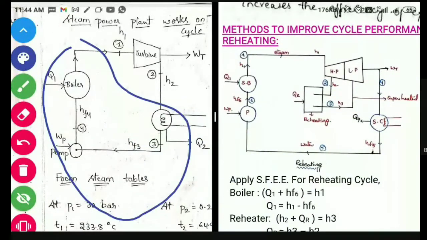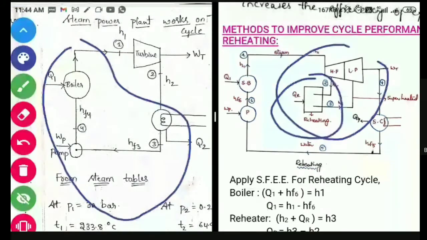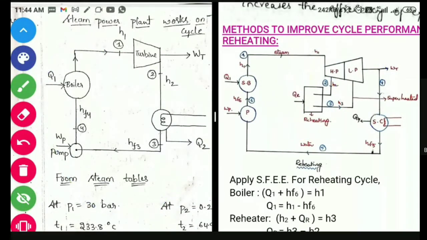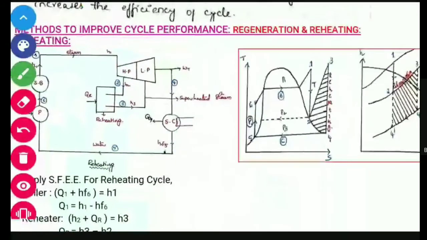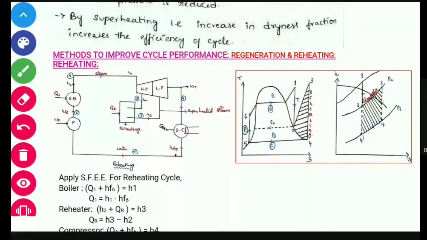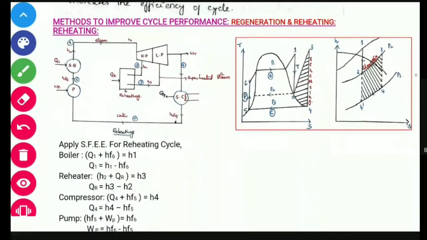These are all similar. Only here we have to add a reheater, and that process is included here. That is the only change. This is only for reference, I am showing this diagram. Now come to the full diagram. So that is the layout.